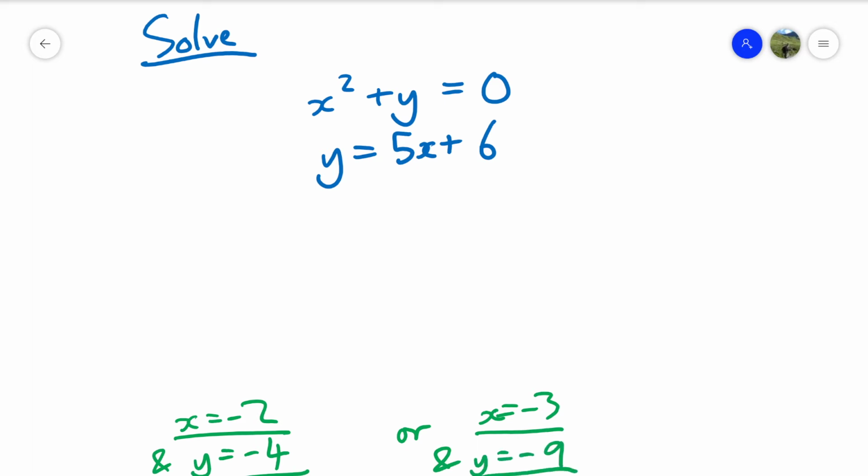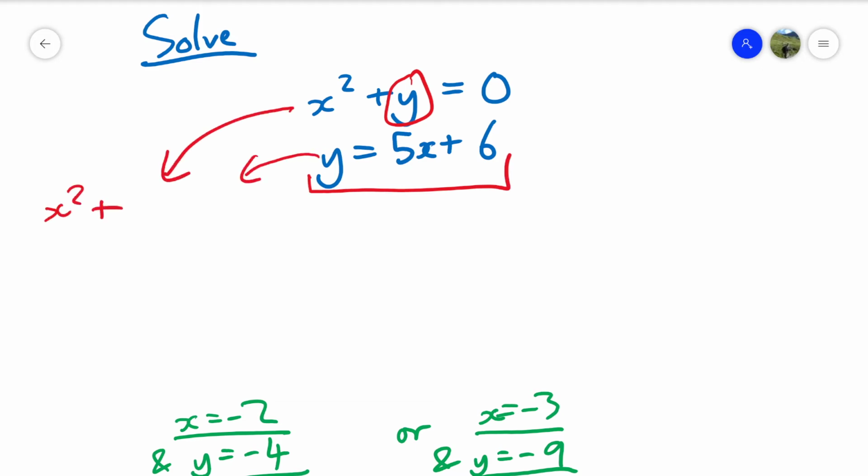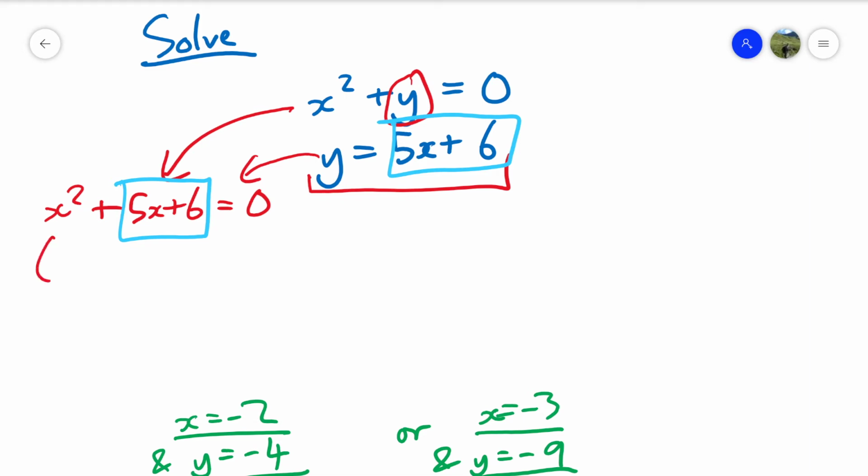Now let's look at how we get them. Well, oh look, that's a y. We already know what y is. So let's take this equation and then put this other one into it. So we've got x squared plus, and then I'm going to write 5x plus 6 equals 0. So just to spell it out, this comes from here because I know that's the same as y. Let's carry on. Oh look, this is easy.